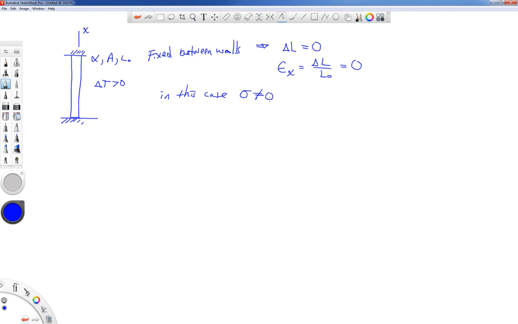Because we have constrained thermal deformation. So this bar wants to get longer, but it can't. And if you think about it, as you increase the temperature, there's more and more of a resisting force pushing back into the material. We're going to end up having a compressive stress. Now, the way to think about all of this is that the deformation can be made up of two parts, a mechanical part and a thermal part.